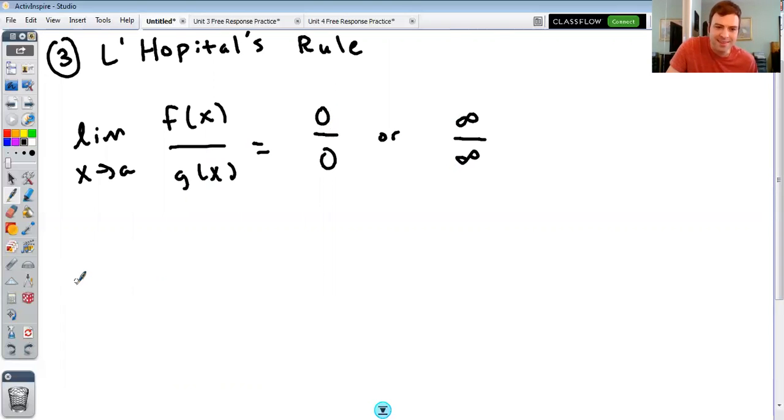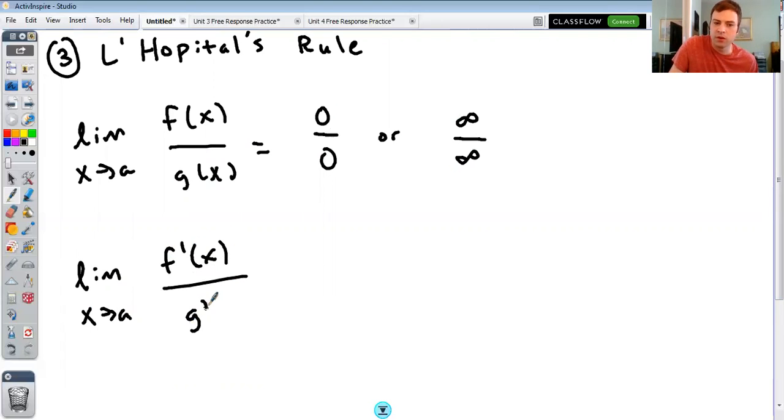So if this happens, then we can take the derivative of the top and the derivative of the bottom and try again, try to plug in again. If you get an indeterminate form this time, you can do it again with the second derivative. Maybe you get a value this time. Maybe you get undefined. If you get 1 over 0, you're done. It's undefined. So just be careful when you use L'Hopital's rule.